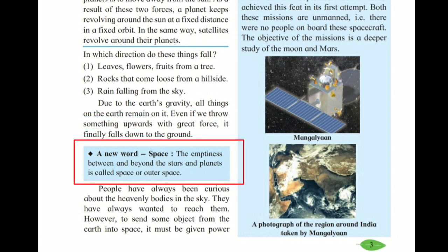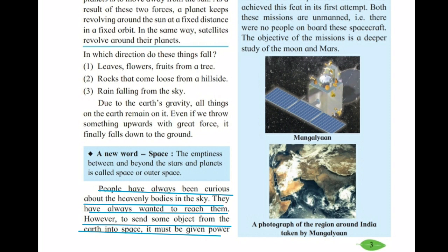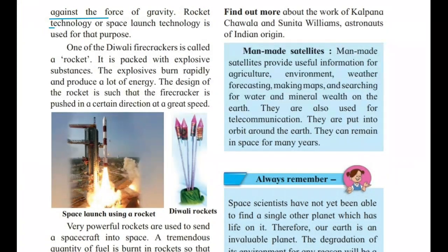A new word, space. The emptiness between and beyond the stars and planets is called space or outer space. People have always been curious about the heavenly bodies in the sky. They have always wanted to reach them. However, to send some objects from the earth into space, one must give them power against the force of gravity. Rocket technology or space launch technology is used for that purpose.